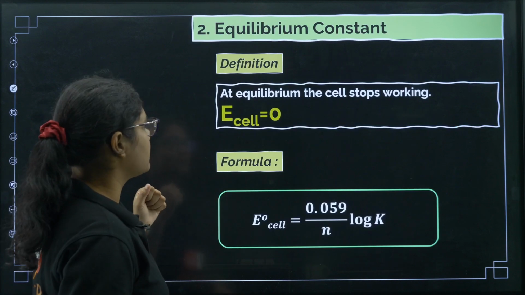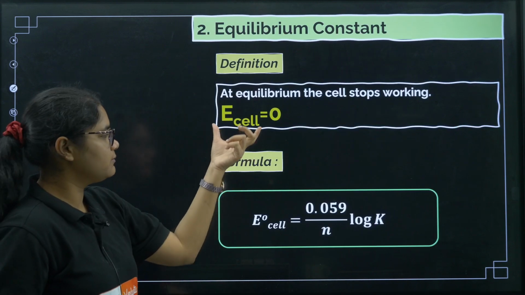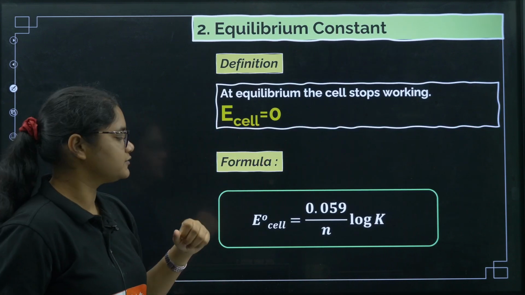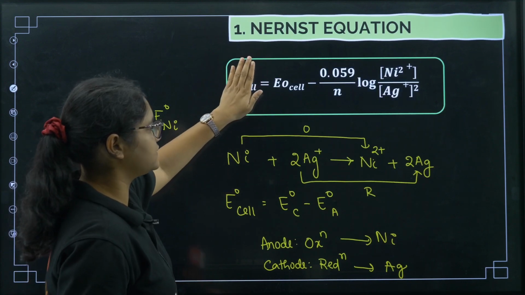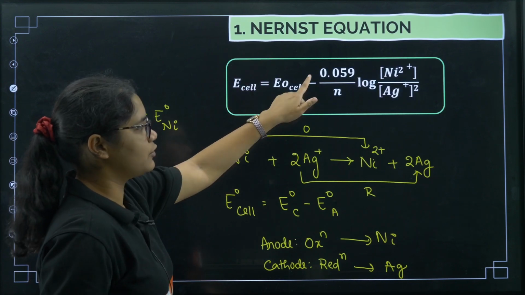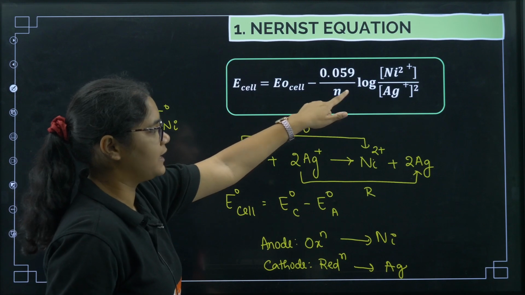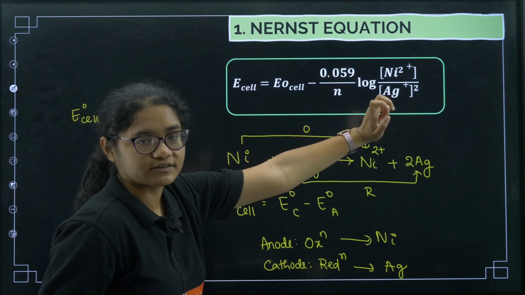Next, coming to the equilibrium constant. At equilibrium E of the cell will be 0. So now if you just see this particular equation, E of the cell is 0, so I can write E naught of the cell is equal to 0.059 by n log of the equilibrium constant.